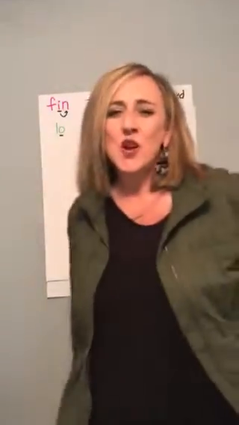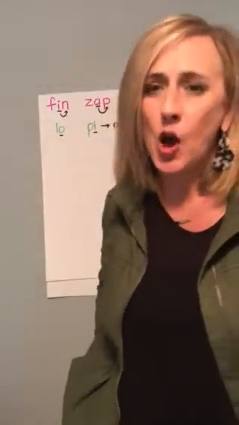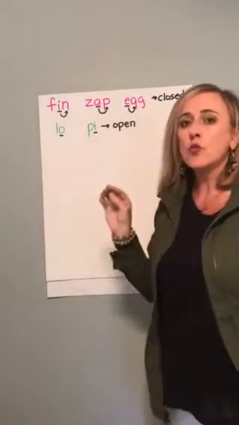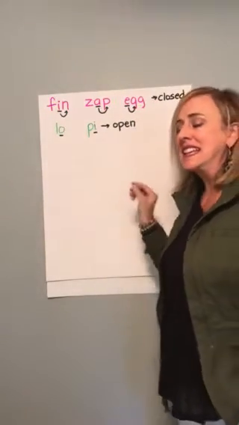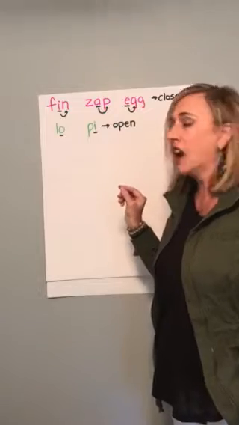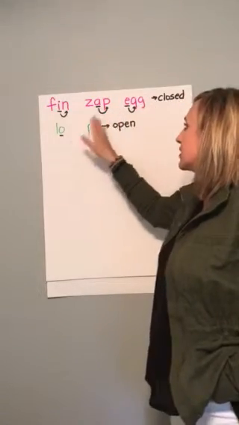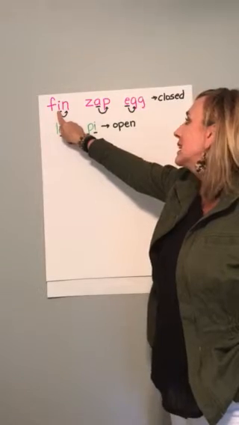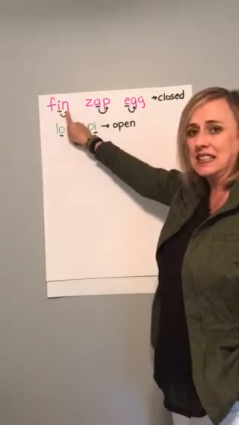Hey second graders, so in our next part of our word study, we are going to be reviewing open and closed syllables this week. So let's just go back over a quick definition of each of those before we get started. In a closed syllable, you have one vowel and the syllable ends with a consonant. So in my examples here, you've got the single vowel I, the syllable ends in the consonant N.